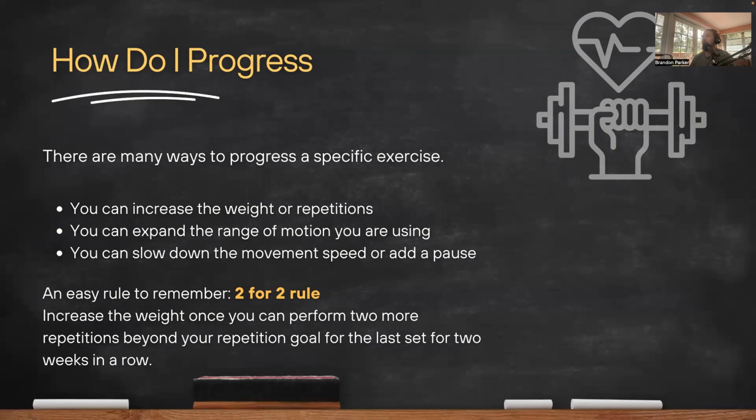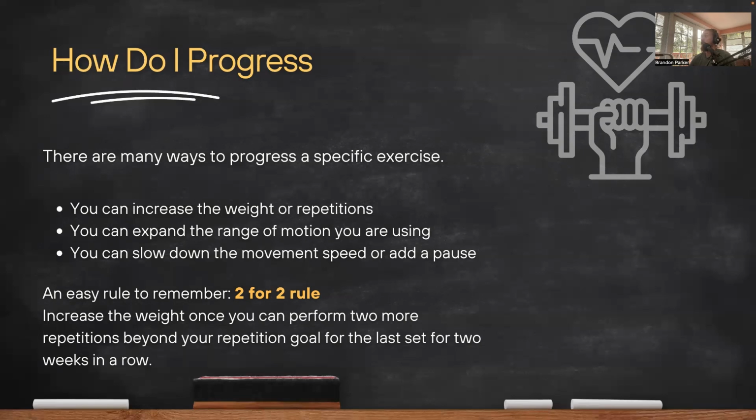You can increase weight and repetitions. You can increase the range of motion in what you're doing. You can slow down the exercise that you're doing and add more time under tension. So let's add a little bit of examples here to really drive home this topic. Okay. You can add more repetitions.